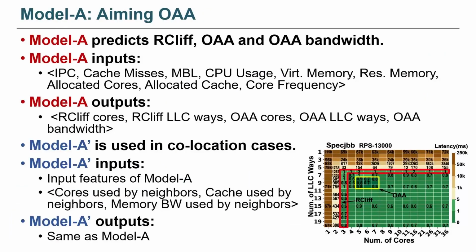Model A predicts RCliff, OAA, and OAA bandwidth. Model A has 9 input features. The output tuple items include RCliff cores, RCliff LC width, OAA cores, OAA LC width, and the memory bandwidth requirement of OAA. Model A shadow provides solutions when multiple LC services are collocated. Compared with Model A, Model A shadow has the same outputs but has 3 more input features related to neighboring applications.